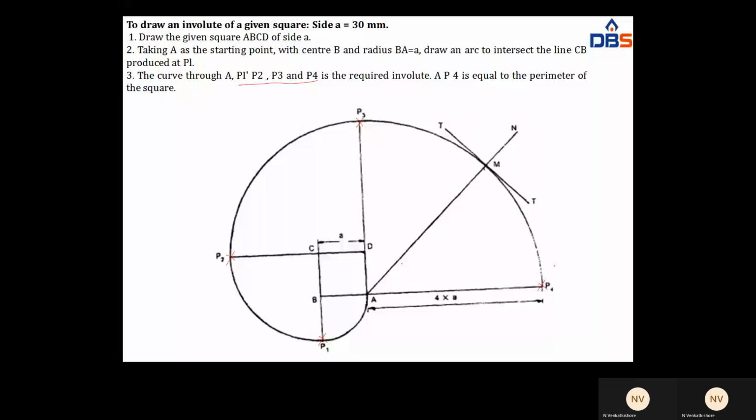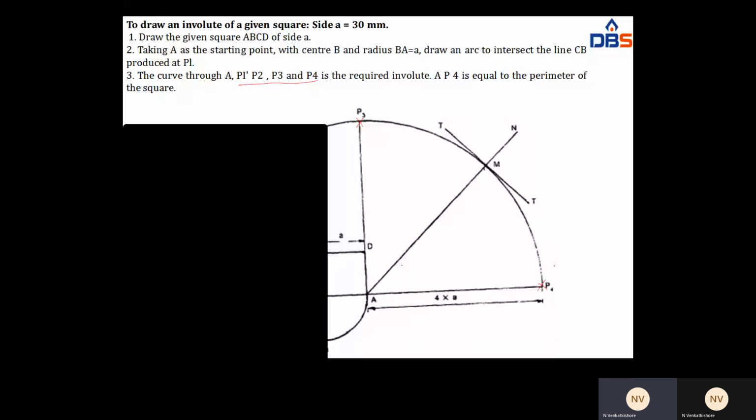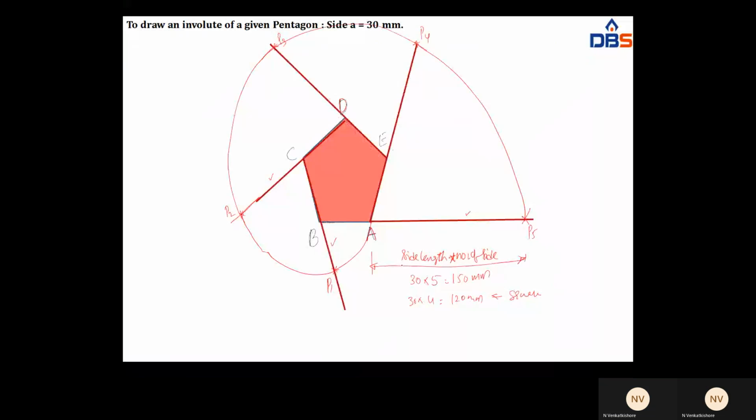Then, okay, you have to clearly write all the points. Please note down the points.